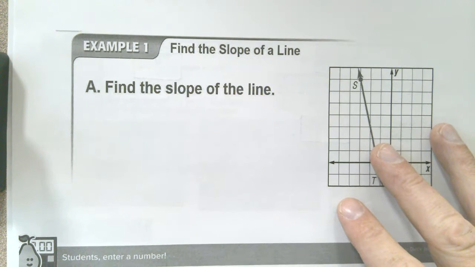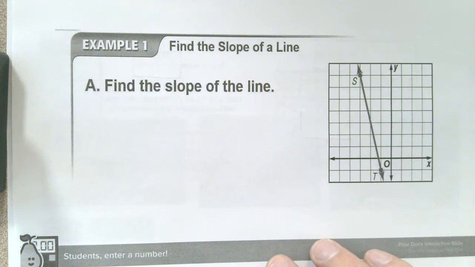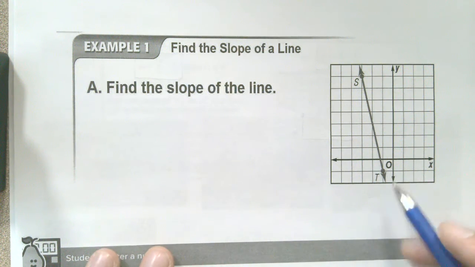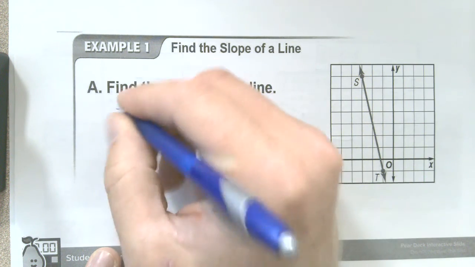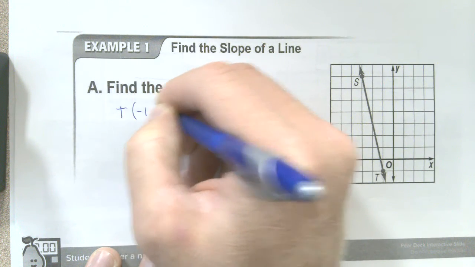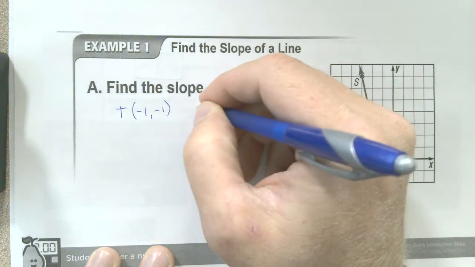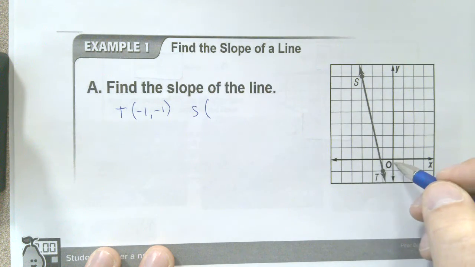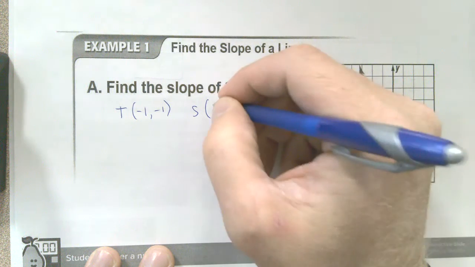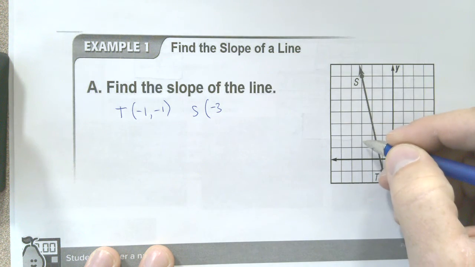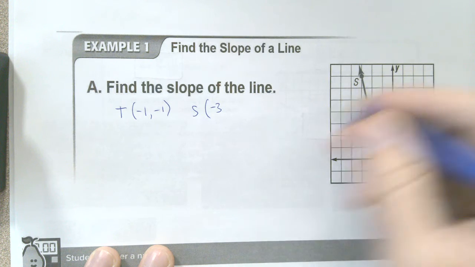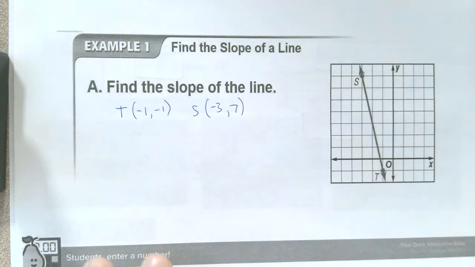Okay, so we're going to look at an example of each of the 4 types of slope. I'm going to take you through the method using the points, and I'm also going to talk about how you can do it just using the counting method. So on this one, we know that the point T is negative 1, negative 1, and the point S is the point negative 3, 7.